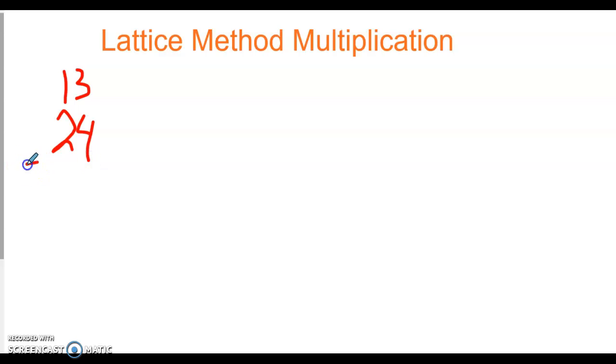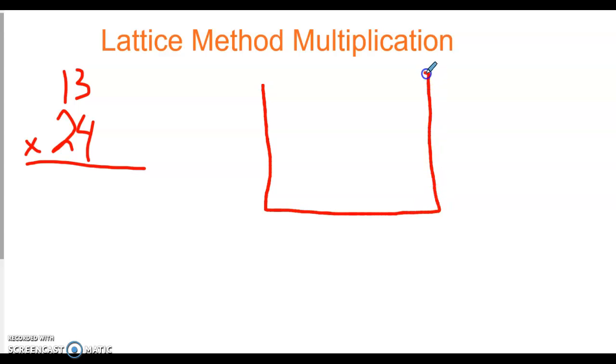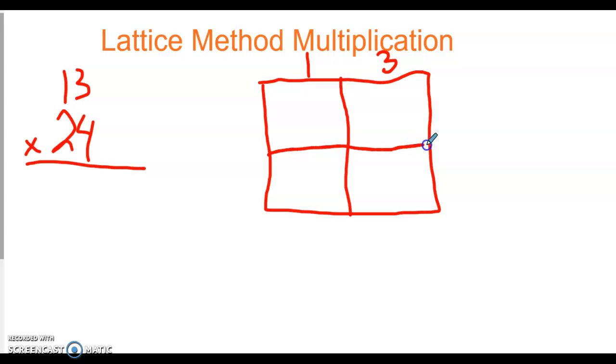Okay, so very simply, let's say we're going to multiply 13 times 24. Okay, just like that girl in the video. You have to draw a square, enough where you can have two digits going down and two digits going across. I made mine a little bit bigger, that's all right. I then cut it in half for the 13, the tens place value and the ones place value. And then I cut it in half horizontally for the tens place value and the ones place value.